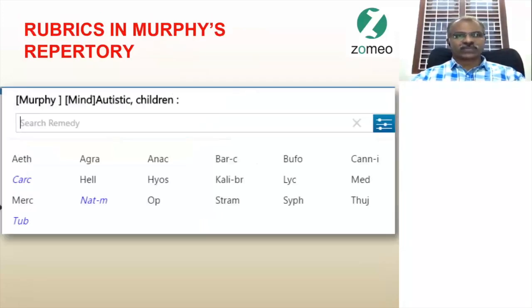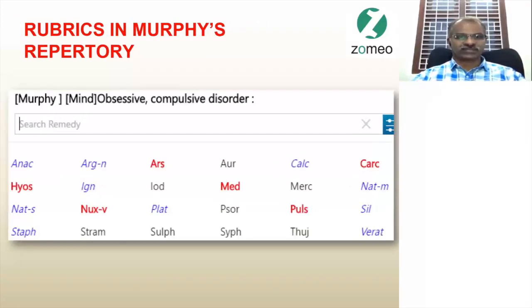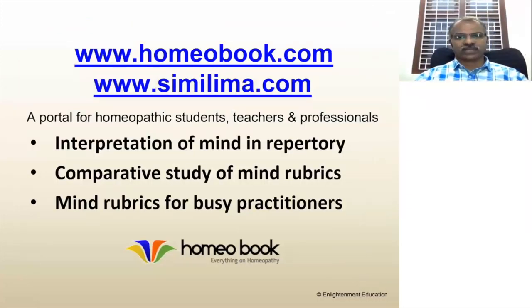So there are a lot of rubrics in Murphy's repertory, like autistic children, bipolar disorder, obsessive compulsive disorder, schizophrenia. Nowadays it is very easy to treat the patient because of the advent of the modern repertories. So just visit our two websites, that is homeobook.com and similima.com. I think the majority among you are familiar with these two websites. In homeobook.com you will get the section on repertory. From there you will download the entire articles, the comparative study of the different rubrics, interpretation of the different rubrics. Everything is available on this website under the section articles, repertory. So visit homeobook.com and also similima.com.